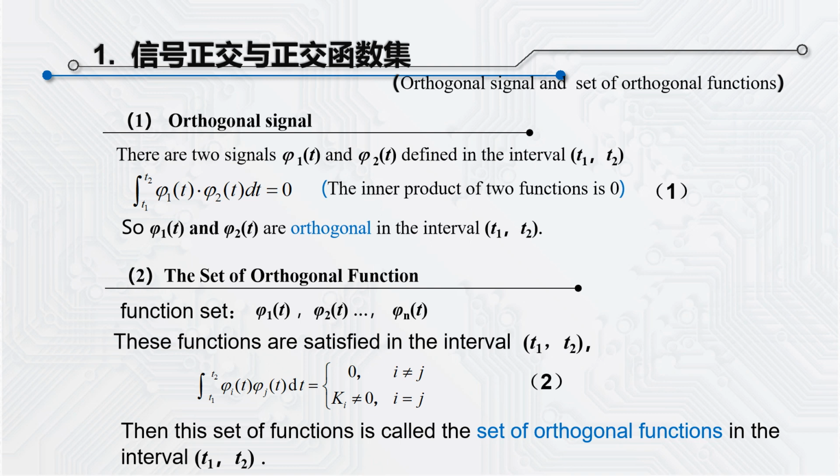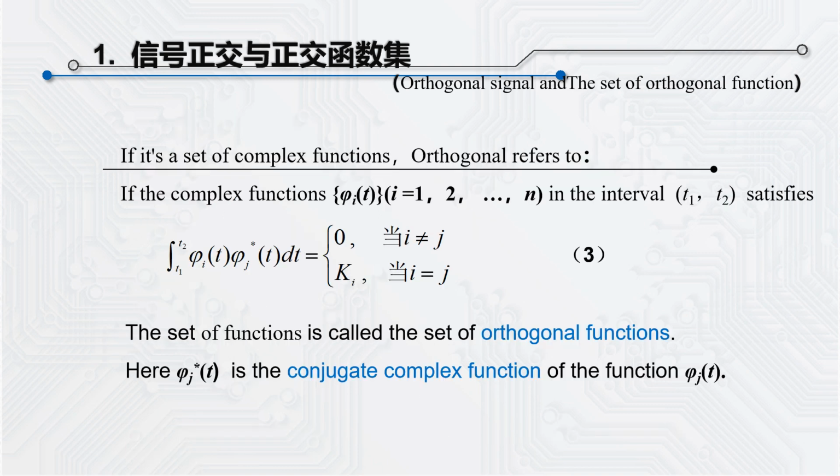If there are n functions, phi1, phi2 to phi(n), they can form a set of functions. These functions satisfy equation 2 in the interval t1 to t2. Then we can say that the set of functions is called a set of orthogonal functions in the interval t1 to t2. If a set of complex functions phi i satisfies equation 3 in the interval t1 to t2, the set of functions is called a set of orthogonal functions. In this equation, phi j asterisk is the conjugate complex function of phi j.